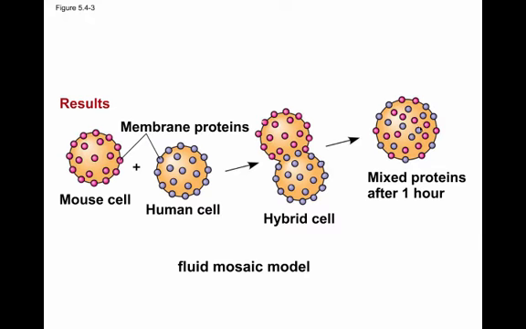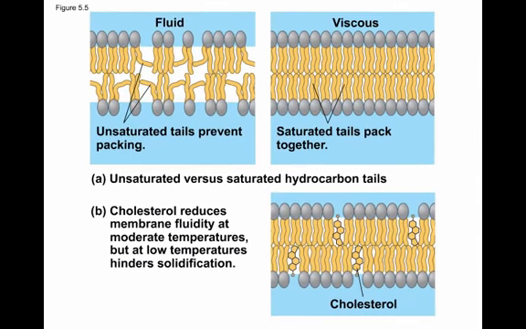Sometimes this mixing is random and sometimes it's actively controlled by the cell. Molecules can be moved within the membrane by the cell, but certainly the molecules in the membrane can move around quite a bit. So what makes the membrane so fluid? There are a couple of different aspects of the membrane or characteristics that control how easy it is for molecules to move within the membrane.